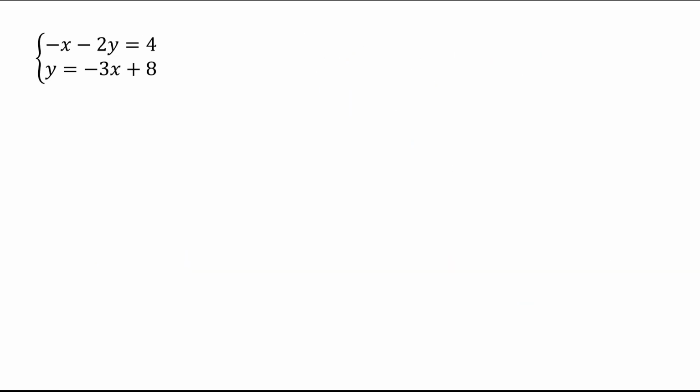All right, one more. Here we've got negative x minus 2y equals 4 and y equals negative 3x plus 8. So the second equation tells me what y is. Y is negative 3x plus 8. So I'm going to take that amount, negative 3x plus 8, and I'm going to plug it into the first equation for y. I'm going to substitute it for y.